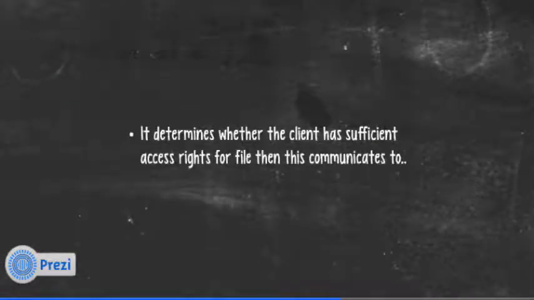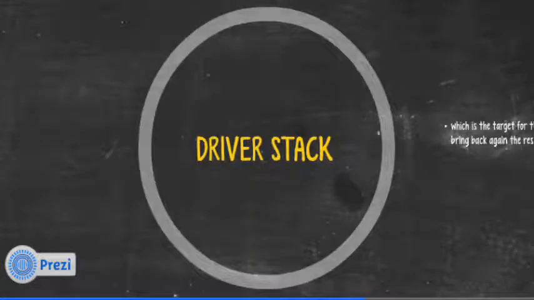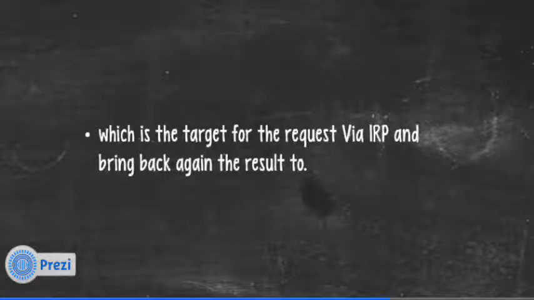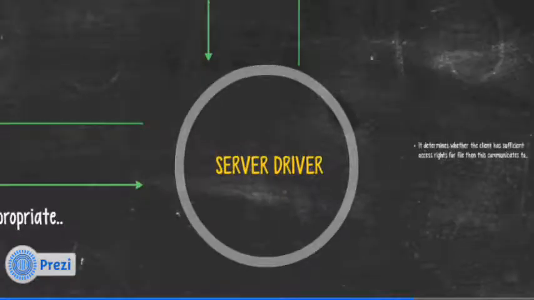It determines whether the client has sufficient access rights for a file, then this communicates to the driver stack, which is the target for the request via IRP, and brings back again the result to the server driver.